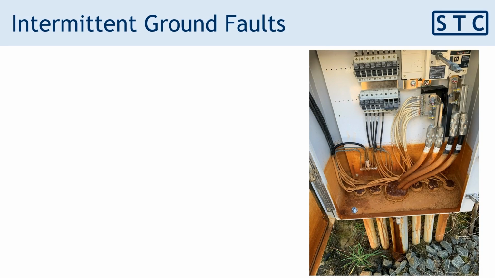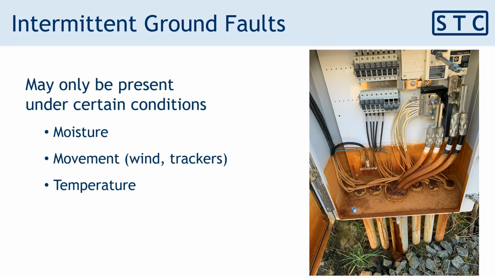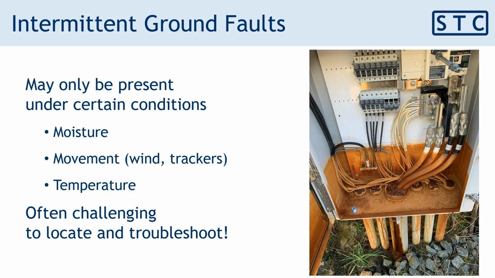There's another important dimension to ground faults that we're going to use to classify them, and that's whether they're intermittent or not. Both hard and resistive ground faults can be intermittent. What makes a ground fault intermittent is that it's only present under certain conditions. Common conditions that can cause a ground fault to appear or disappear include moisture, movement due to wind and trackers, or thermal expansion and contraction due to temperature. Because they can appear and disappear, they can be really challenging to locate and troubleshoot. But don't worry, we're going to talk a bunch in this class about how to handle them.